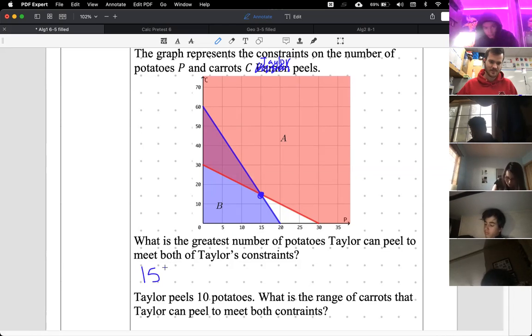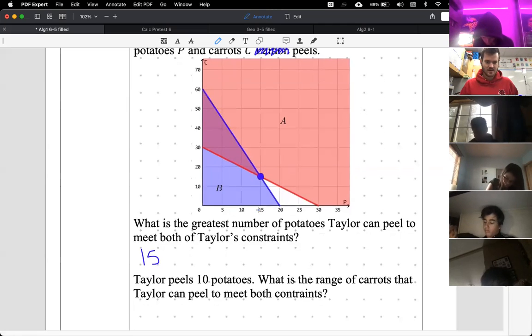If they're dashed lines, maybe it'd be like 14.999 or something like that. But I'm going to leave this point on the graph because this represents the maximum number of potatoes. All right, let's read the next question.